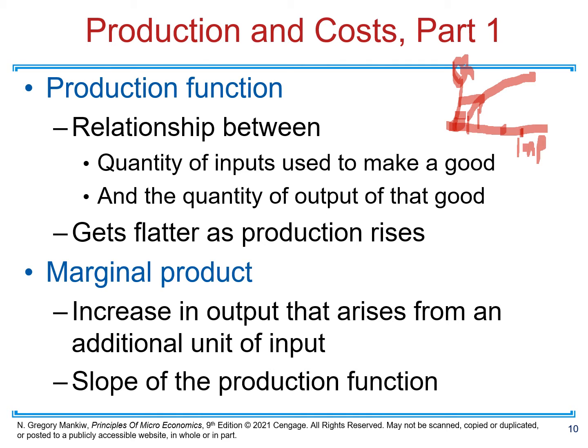We're going to talk about that. Diminishing marginal product, we call it. I'm just giving you a head start on that. That's one of the main important concepts in production function. Production function is a relationship between input and output. It gets flatter as production rises, which is called marginal product.